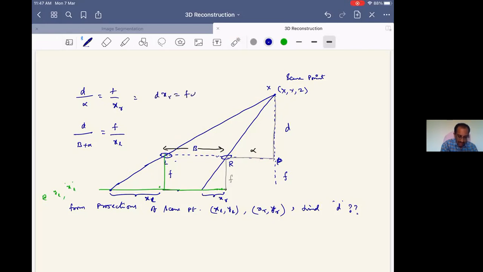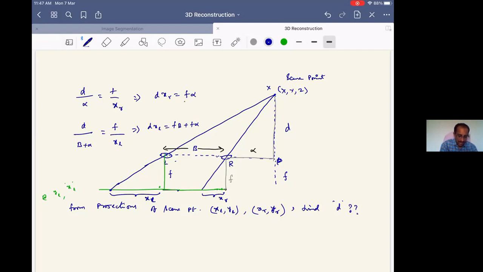dxr is equal to f alpha here, and this is dxl is equal to fb plus f alpha, which is unknown here. B is the baseline, which we know, or which we can calculate from how we place the cameras. XL, XR are being noted in the images. Distance is unknown. Alpha is also unknown.